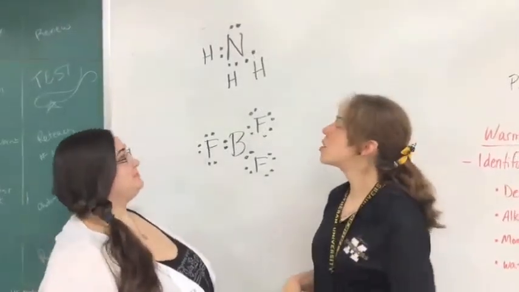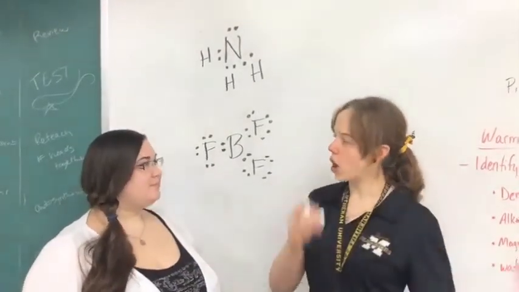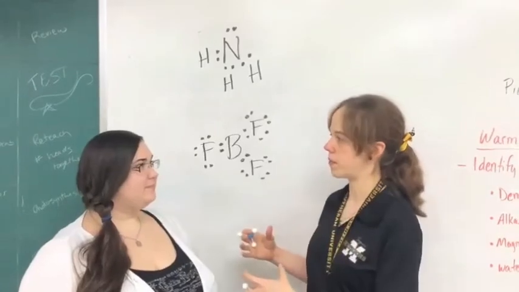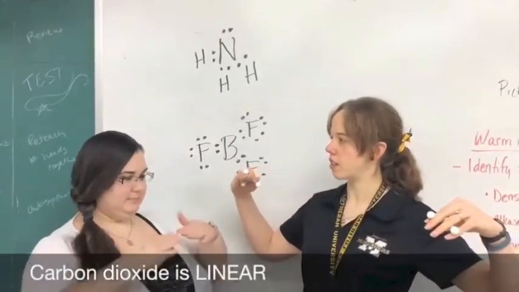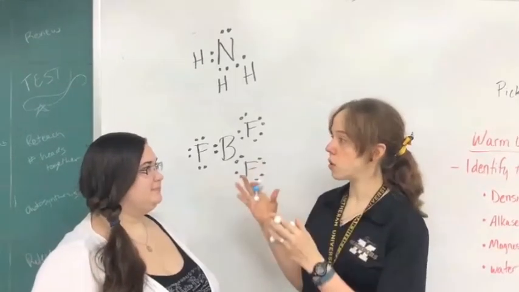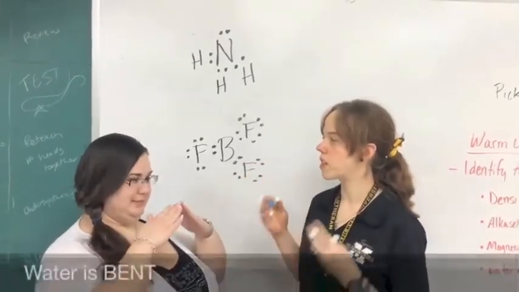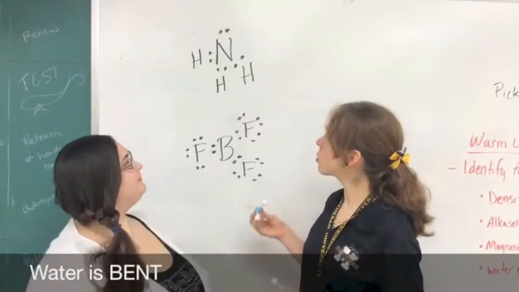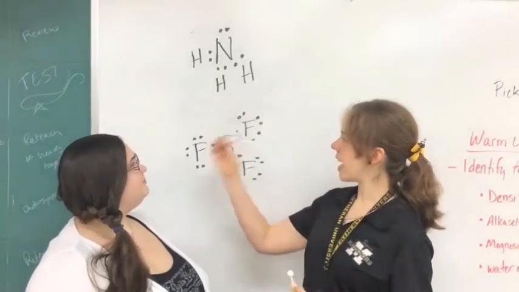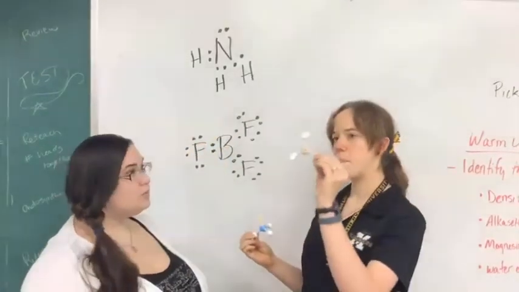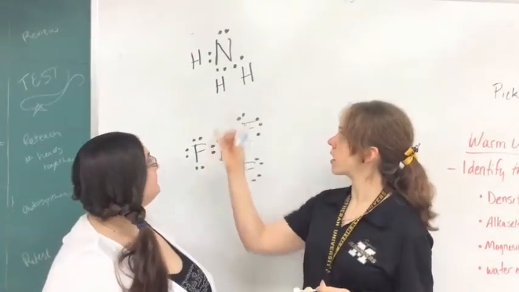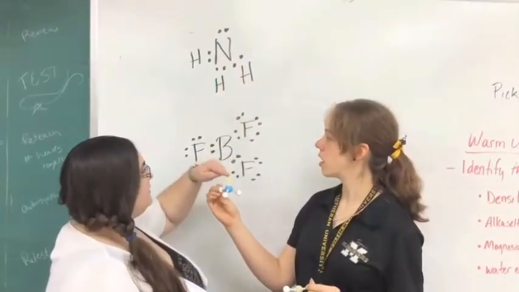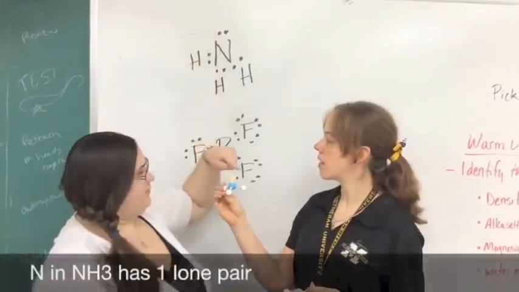All right. So we just looked at comparing carbon dioxide to water. Carbon dioxide had no lone pairs, it was all in a straight line. Linear. Water had 2 lone pairs, so it was bent, because our electrons push away. So the next one we want to compare is NH3 and BF3. So what does NH3 have if we look at our structure? They've got the lone pair.